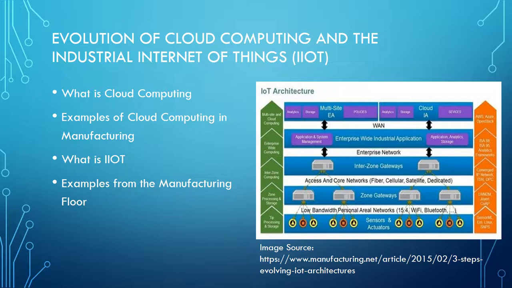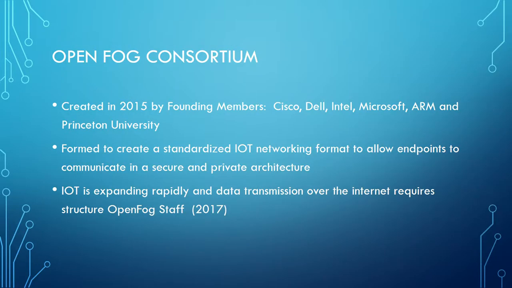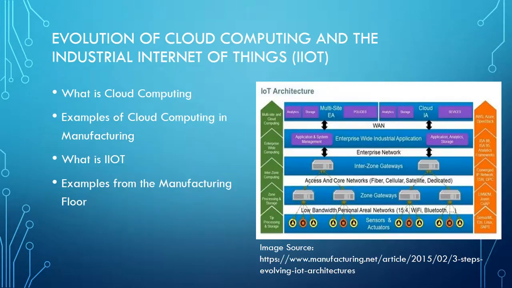Within the diagram, we see various levels of typical IoT structures. At the bottom level, you can see the endpoint devices, and moving on up to the zone gateways, which is the level of just some switching. Then you continue up the ladder through the connected fiber and the interzone gateways, and then the enterprise network, which then leads you to the enterprise-wide application, as well as the WAN.